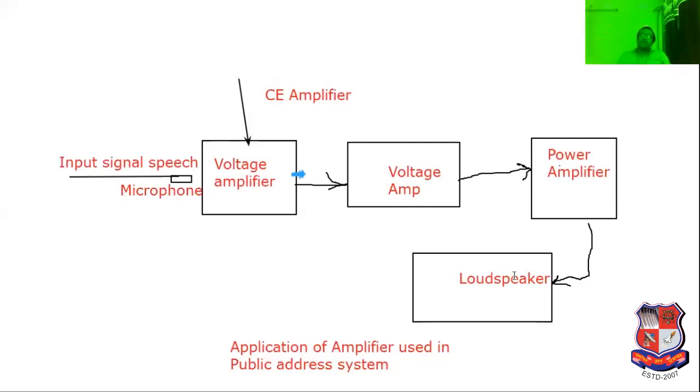Several stages of amplifier can be connected. Voltage multiplied by current gives the power. The power amplifier output resistance and loudspeaker resistance match with each other. So the entire public address system can be developed. So it is the application of amplifier. Now we switch over to understanding what is the meaning of common emitter amplifier. Now I think you are able to understand the application of amplifier.